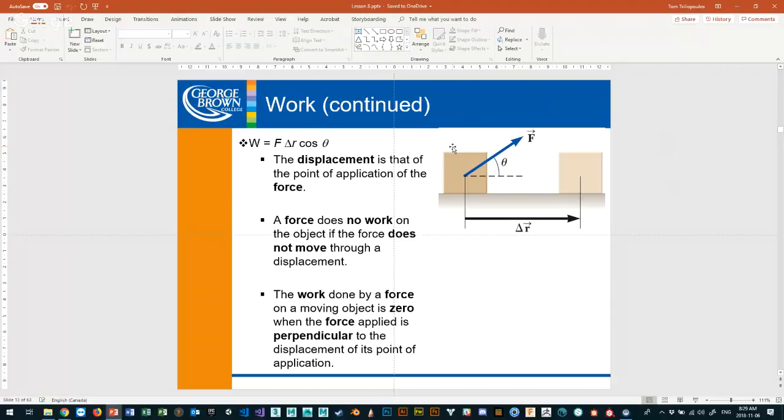Here's something that's really key. A force does no work on the object if the force does not move through a displacement. So even though I'm exerting a lot of force, imagine I have some kind of friction, let's say static friction, and I'm pushing on an object. The Hulk is trying to move an entire building, and he's pushing at it. It's cracking, but he hasn't done any work until he moves that entire building, which chances are he's not going to do because the Hulk isn't that strong. He'll probably destroy the building before he moves it.